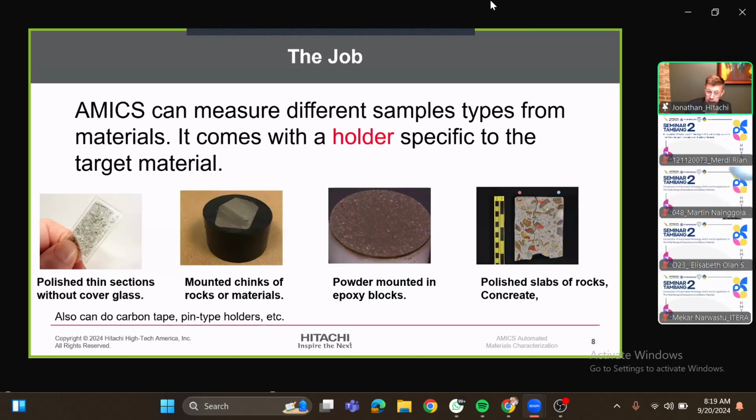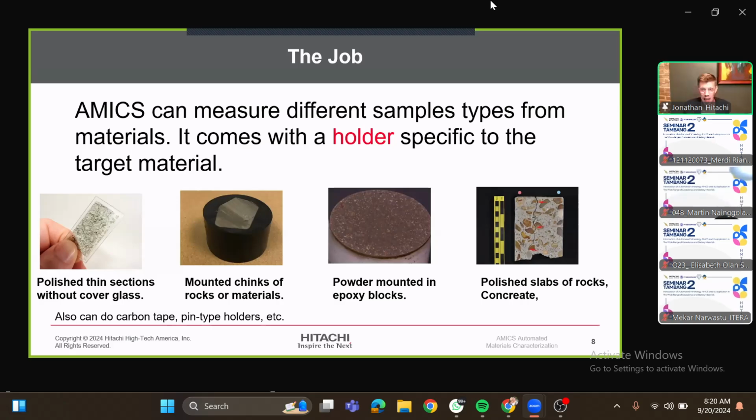This is probably going to be the most common way that we use it, is grains, particles, because we're interested in understanding how those particles are going to interact with their environment, whether it's putting it into an acid slurry or using it in concrete. Oh, and speaking of concrete, we can put large polished slabs in there. As you can see here, here's a polished slab of concrete that we can put in here and analyze.